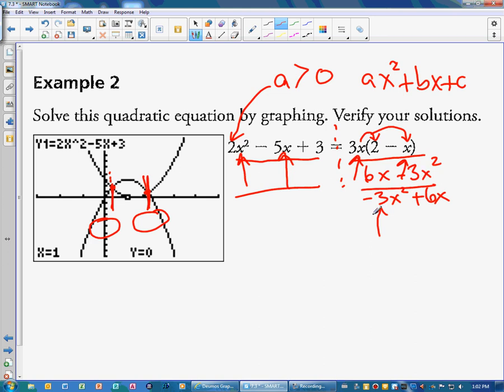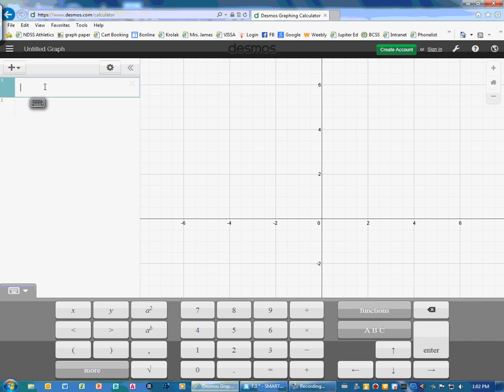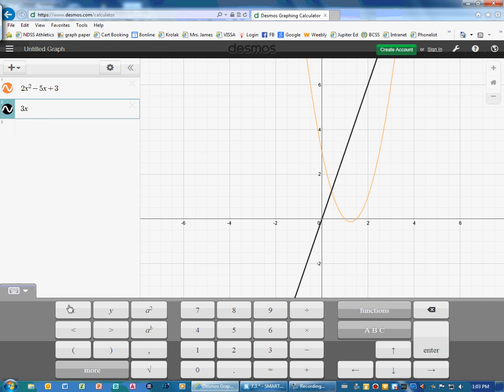So let's go to our graphing calculator again online. Get rid of this one and type in the two equations. You're going to type them in separately. So the first one's 2x squared minus 5x plus 3. And then just move your cursor down to number 2. That one's going to be 3x bracket 2 minus x. And there's my second graph.